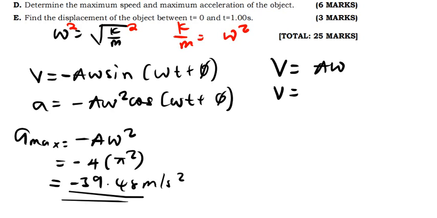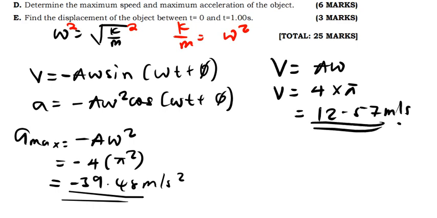So now what is happening? A is 4, w is pi. So the answer that we should find should be 12.57 meters per second. That is the maximum speed. So V max, that's the answer.